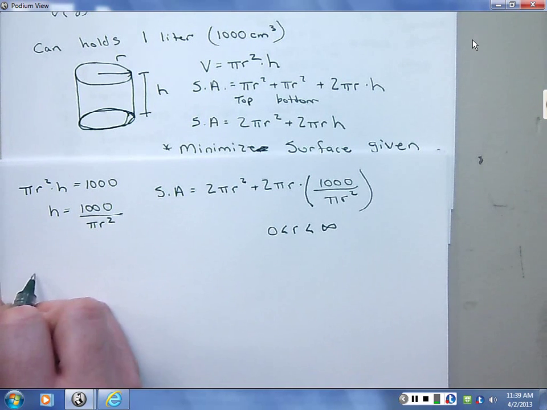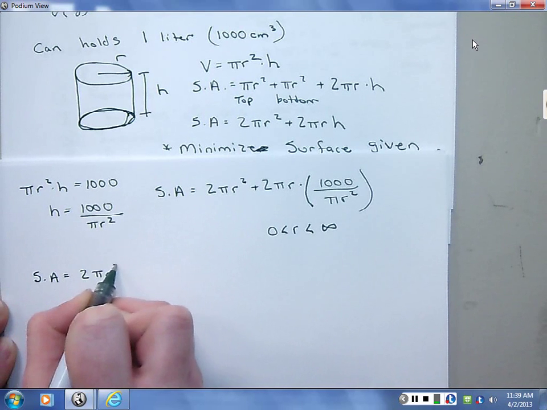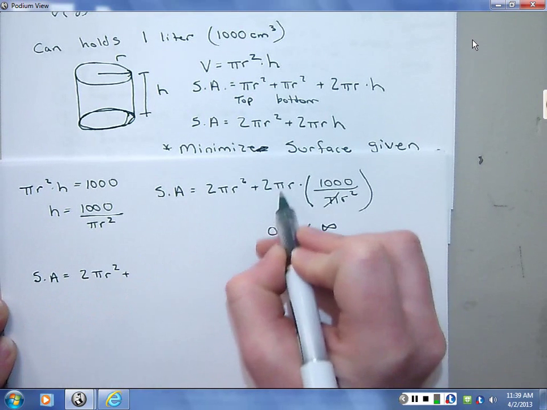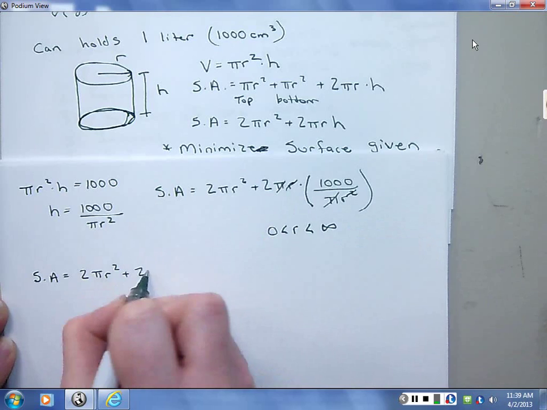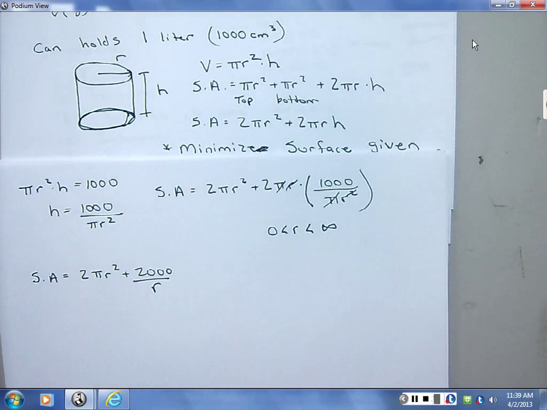So let's clean up the surface area equation. 2 pi r squared plus the pi cancels, the r cancels with one of the r, and I have 2,000 over r, right? So automatically I know r cannot be 0, because then it wouldn't make sense. It's undefined. The function for surface area is undefined at 0. So r cannot be 0. So I have an open interval.